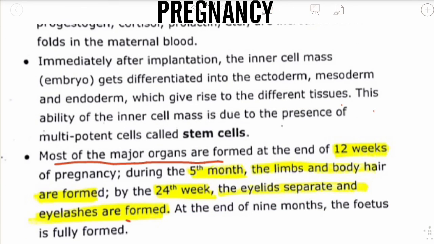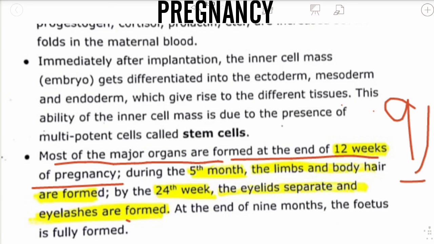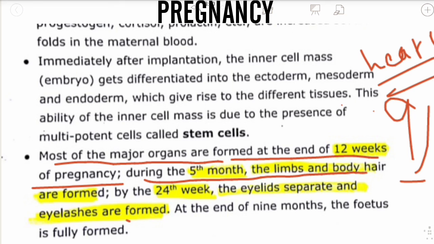Most of the major organs are formed by the end of 12 weeks of pregnancy. We know that embryonic development takes place over a period of 9 months, and these 9 months play a very important role in the development of the embryo. During the first month the heart is formed, in the second month limbs, and in the third month the organ systems, limbs and external genitalia are formed. During the 5th month, body hair is formed.